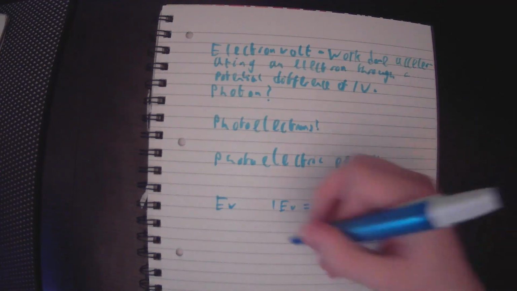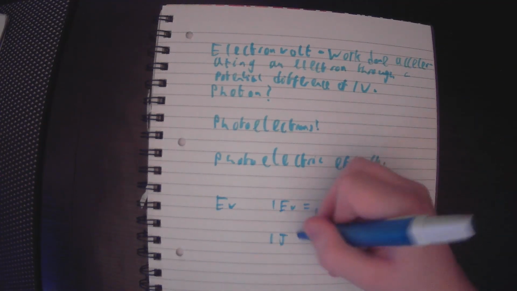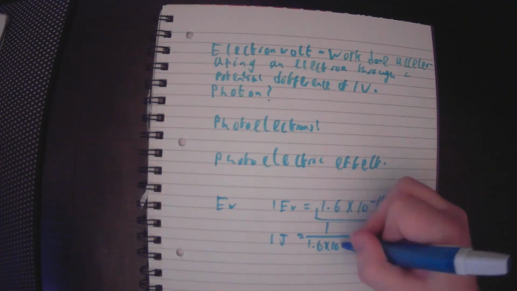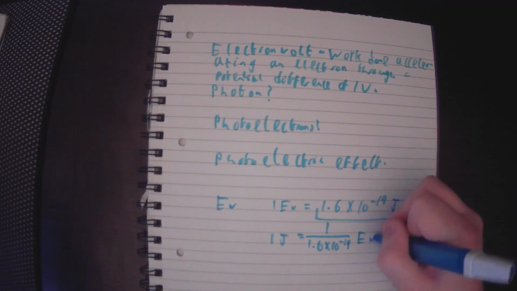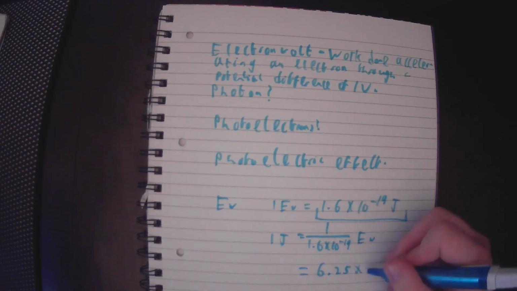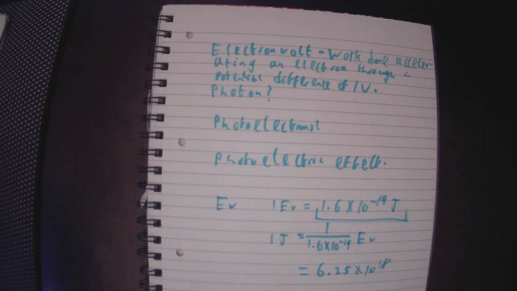Similarly, if we have 1 joule, that is going to be equivalent to 1 over 1.6 times 10 to the minus 19 eV, which is equal to 6.25 times 10 to the 18 electron volts, if I'm not mistaken. I may have got the power of 10 wrong. If you could punch that into the calculator yourselves, just to confirm that that is correct, you can then keep that in your mind for your physics exams.